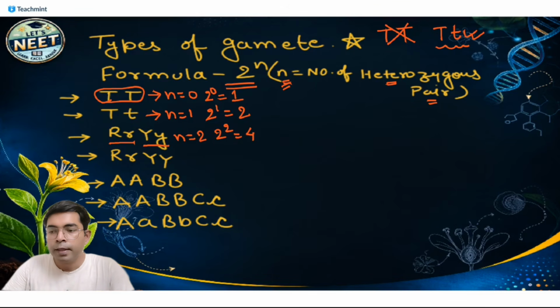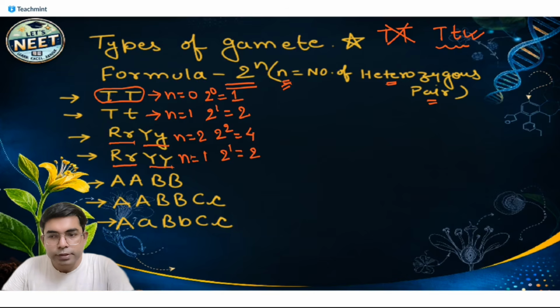Further you see here, this is again a genotype, but this one is heterozygous, this one is homozygous. So here n is equal to, what will it be, 1 or 2? Only 1, so n is equal to 1. So 2 to the power 1 is 2. Now again here you see how many heterozygous pairs. This is homozygous, this is also homozygous. So heterozygous again here is 0. So 2 to the power 0 is 1. Again here, this is homozygous, this one is heterozygous. Because heterozygous is 1, n is equal to 1. 2 to the power 1 is 2. Lastly, this one: 1, 2, 3.